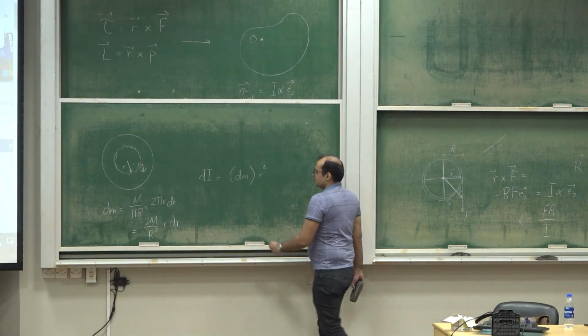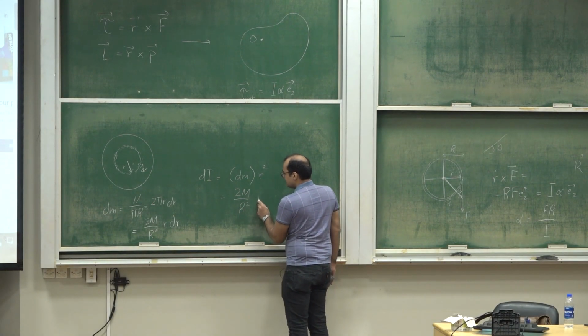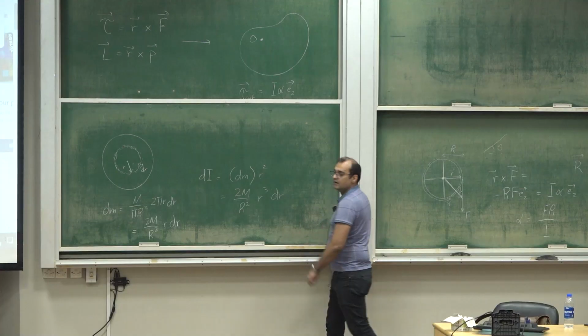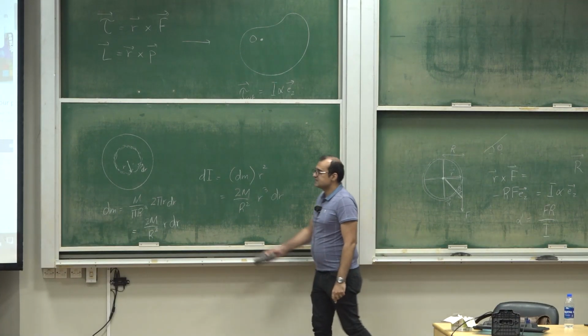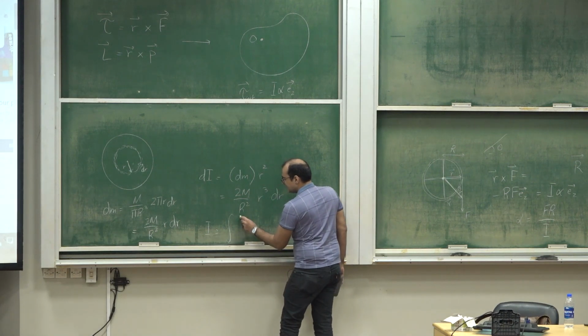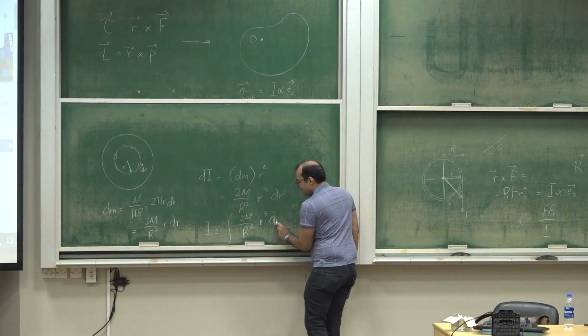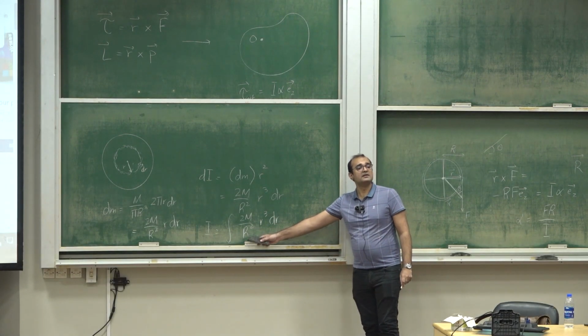And you plug this in over here and you get 2m over R² and you get r³ dr. And the total moment of inertia, you just add it up over all the rings. So the total moment of inertia will just be the integral of 2m over R² r³ dr from the innermost ring.